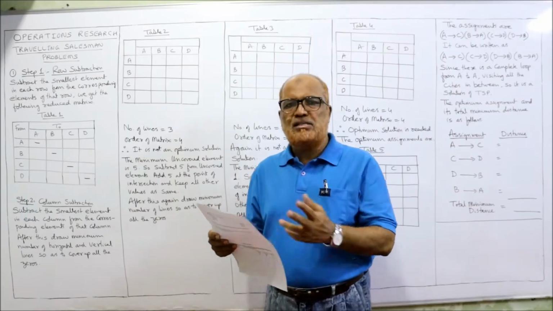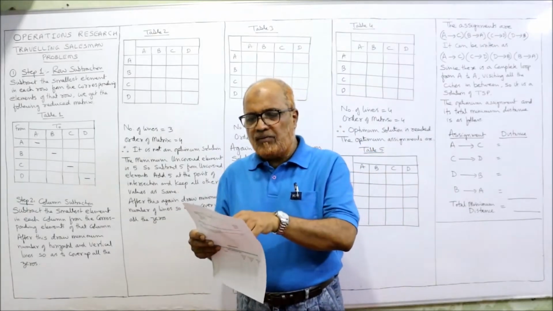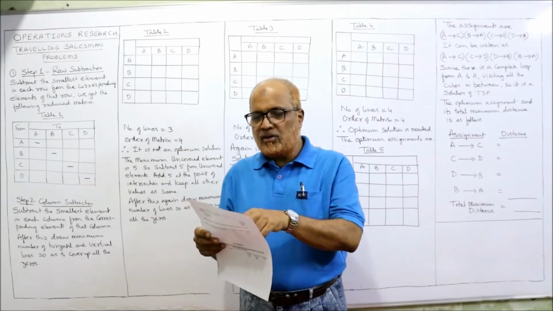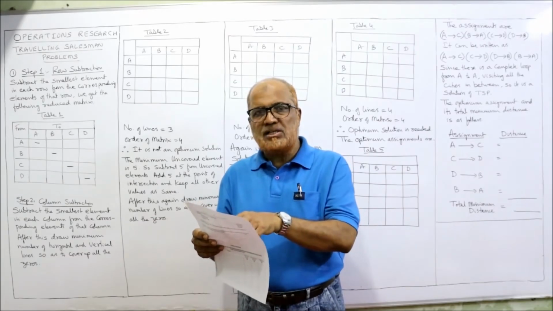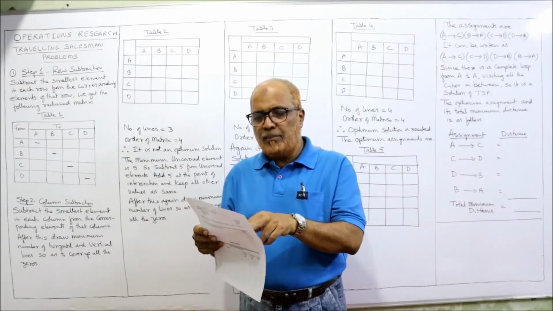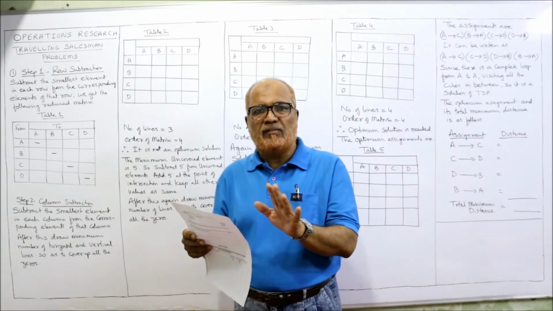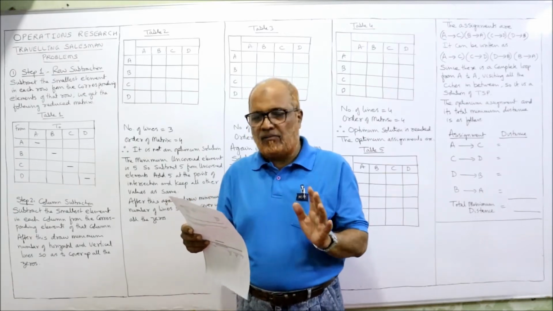From A to A 0, because there is no distance at all, same city. From A to B 15 and A to C 25, A to D is 20. This is the distance from A to B, C, D. Similarly, from B to A, B to B. B to B, we don't have any distance. C to C, we don't have. D to D, we don't have.